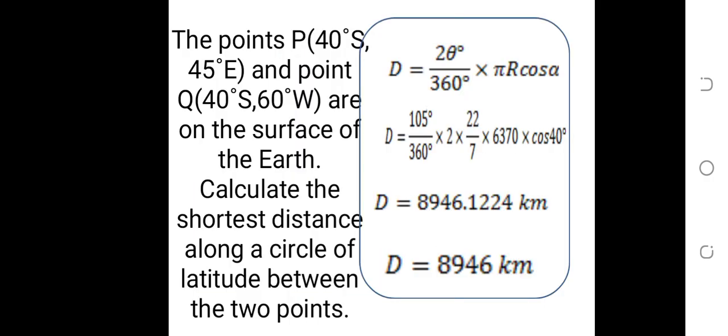The point P, 40 degrees south, 45 degrees east, and point Q, 4 degrees south, 60 degrees west, are on the surface of the Earth. Calculate the shortest distance along a circle of latitude between the 2 points.